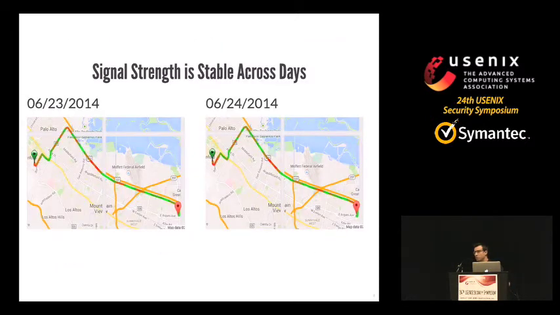We wanted to verify this, although it was shown in previous work. So we drove on 2 different days along the same route, and we plotted the signal strengths corresponding to different locations. As we can see, there is barely any difference between the 2 plots. So the signal strength is pretty stable over time.